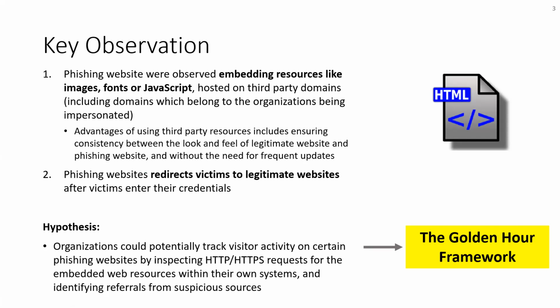The advantages of using third-party resources include ensuring consistency between the look and feel of a legitimate website. This also reduces the cost and effort of maintenance, because there is no need for frequent updates of the website. Second, they found out that phishing websites usually redirect victims to legitimate websites after victims enter their credentials. That conforms to what has been observed by Qingzhou, right?